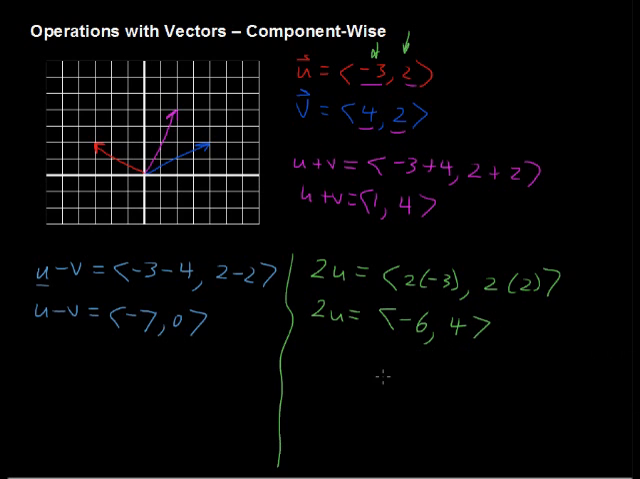All right, and we could go 1/2 as well. Let's take a look at that. Let's take a look at 1/2 v. That equals 1/2 of the 4 component and 1/2 of the 2, and so 1/2 v equals components 2, 1. Okay, so we've got some of that.